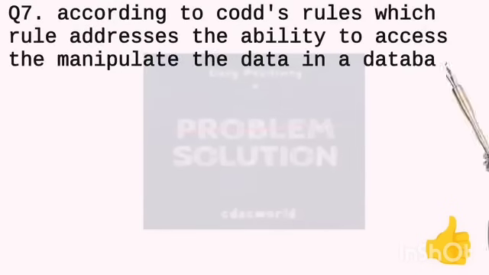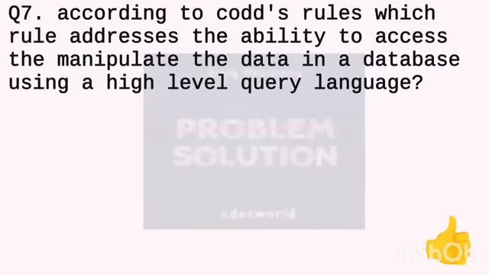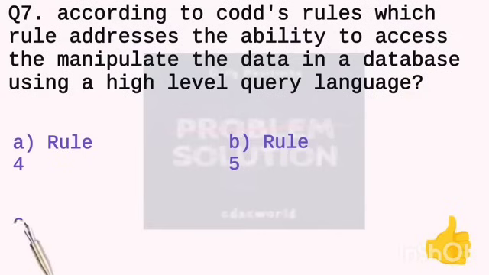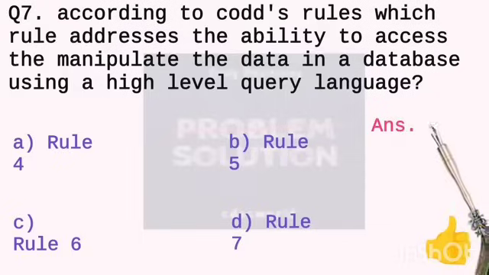Query number 7. According to Codd's rules, which rule addresses the ability to access and manipulate the data in a database using a high-level query language? Option A, Rule 4. Option B, Rule 5. Option C, Rule 6. And option D, Rule 7. And the answer is D, Rule 7.